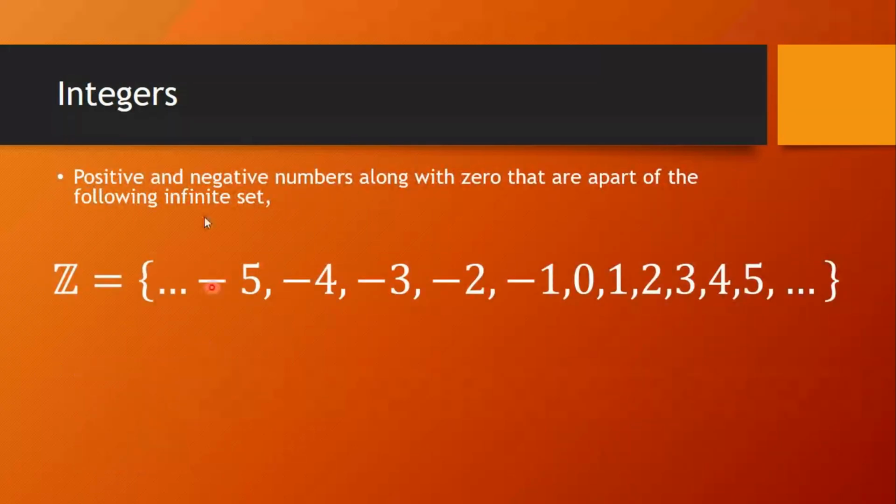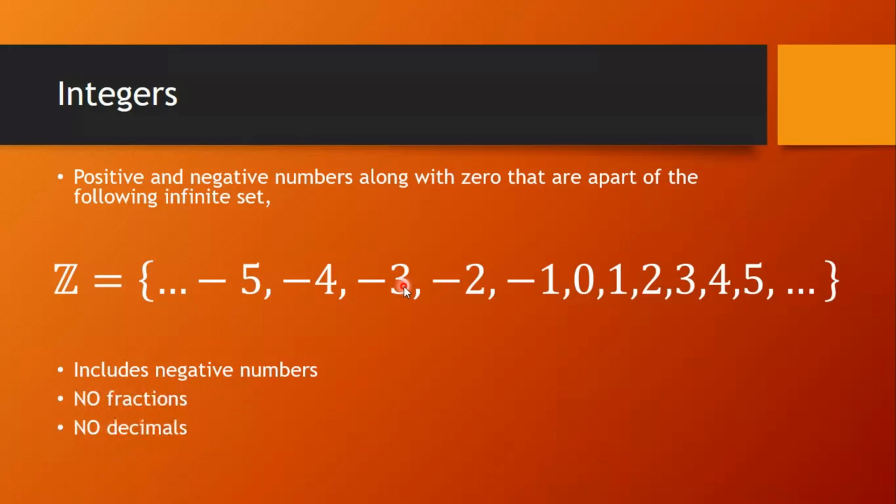Now, the next type of numbers that we'll be considering would be integers. Integers are similar to whole numbers, but the difference is that the negative numbers are included. For whole numbers, we just include 0 and the positive natural numbers, but for integers, we also consider the negative counterparts. So integers are positive and negative numbers along with 0 that are part of the following infinite set. Notice that here, negative numbers are included, right? No fractions, no decimals, but 0 is also included as well.